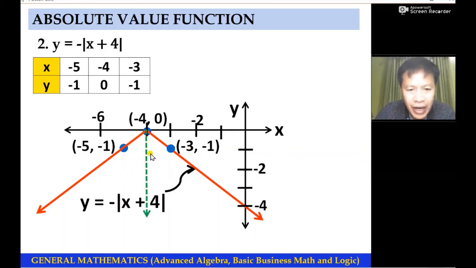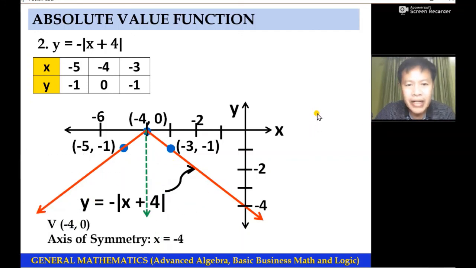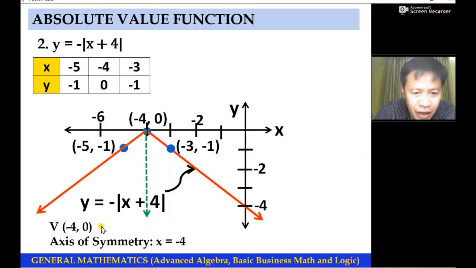This is our axis of symmetry. Y-axis, because that is parallel with the y-axis, passes through the vertex, and that divides the opening of the absolute value function graph into two congruent parts. This one. This area is congruent with this. We will proceed with the properties of absolute value function, which is the vertex, that is it, and the axis of symmetry, this is it.